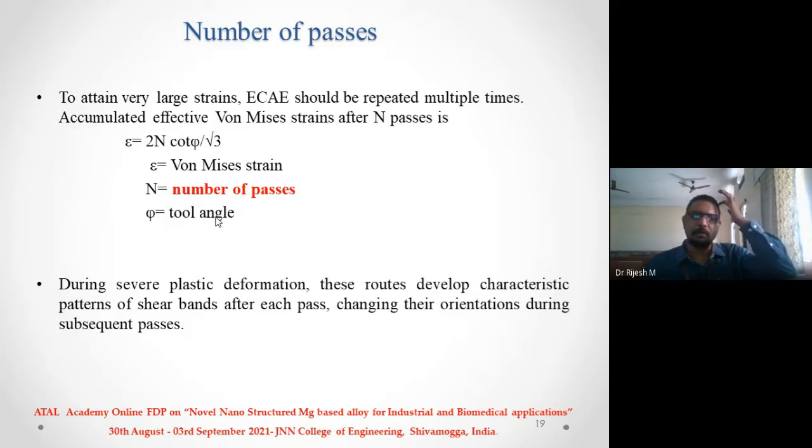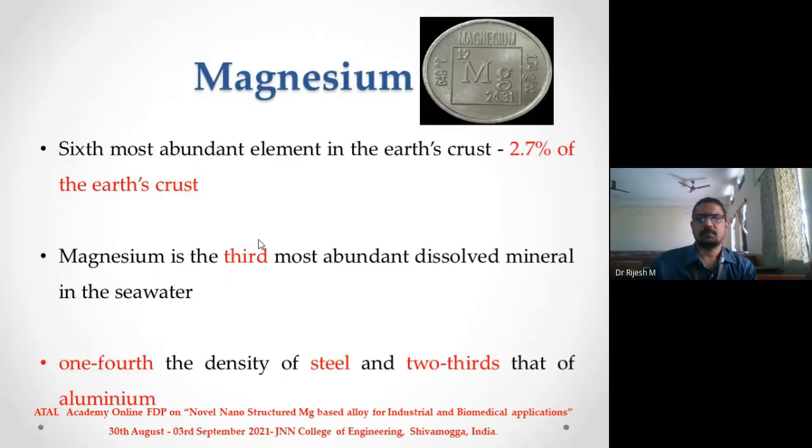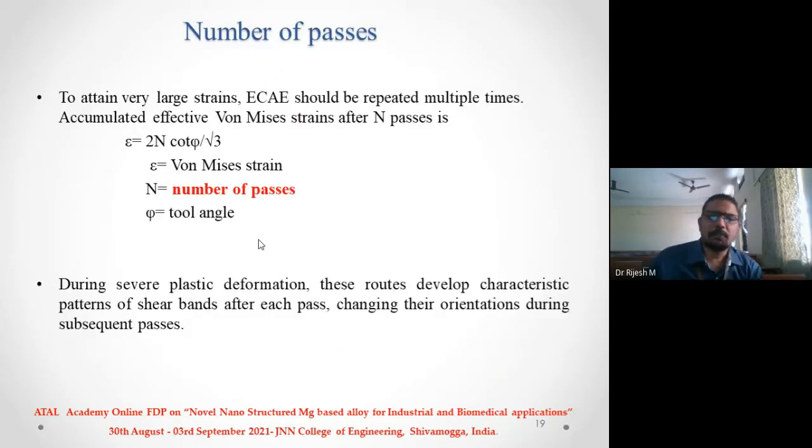During severe plastic deformation, these routes develop a characteristic pattern of shear bands after each pass, changing their orientation during subsequent passes. That's what happens. You get a band of dislocations in the first pass. We change the orientations. The slip planes that get activated also change. That's all about severe plastic deformation.